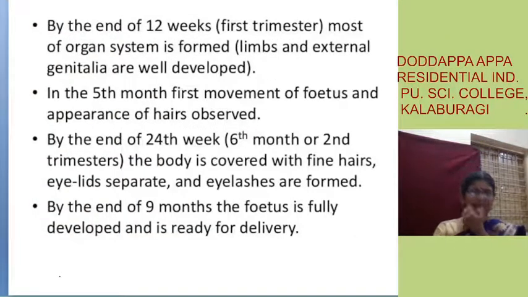Now next slide. The whole pregnancy is divided into 3 trimesters: 1st trimester, 2nd trimester and the 3rd trimester. The duration of the pregnancy is 9 months. Fine. Initial 3 months form the 1st trimester. Next 3 to 6 months, second trimester. 6 to 9 months, third trimester. Fine. And by the first trimester, many of the organ systems will develop, like limbs and external genital organs.